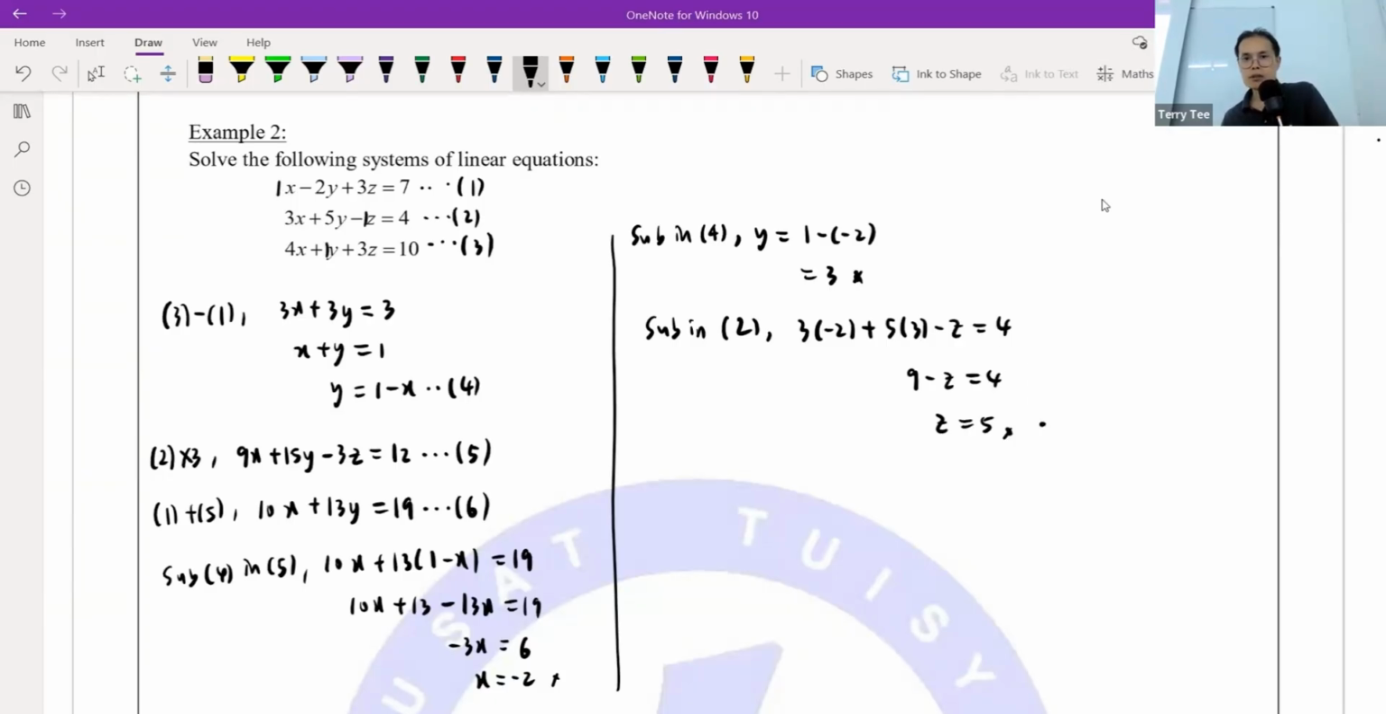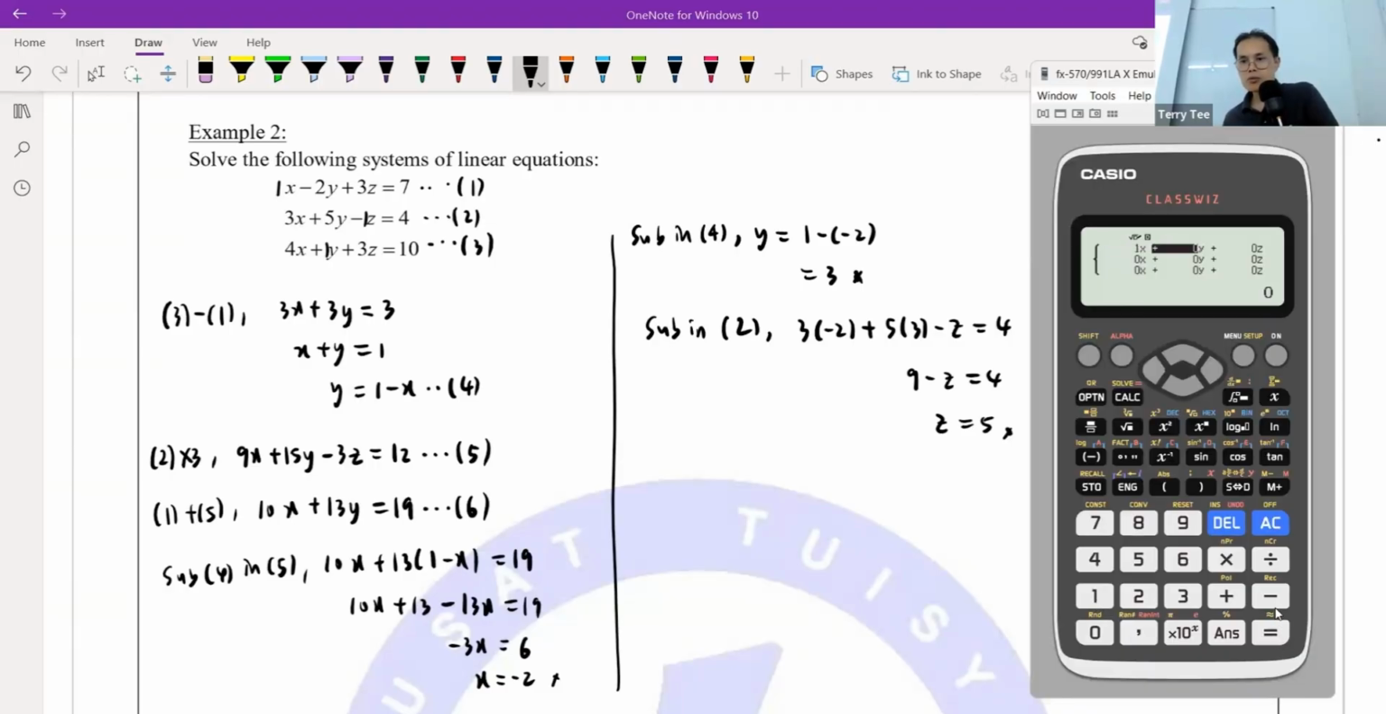So I'm going to type in here 1 equals, minus 2 equals, 3 equals, 7 equals. Next, 3 equals, 5 equals, negative 1 equals, 4 equals. Lastly, 4 equals, 1 equals, 3 equals, 10 equals. There you go. My x is negative 2. My y is 3. My z is 5.